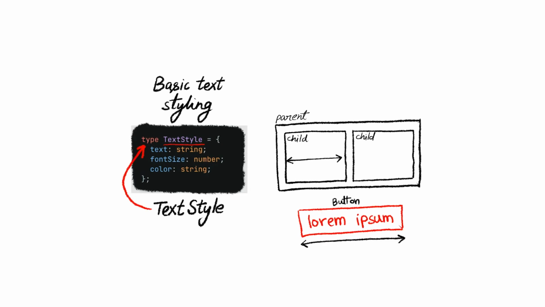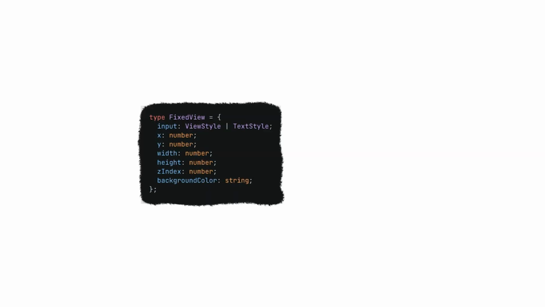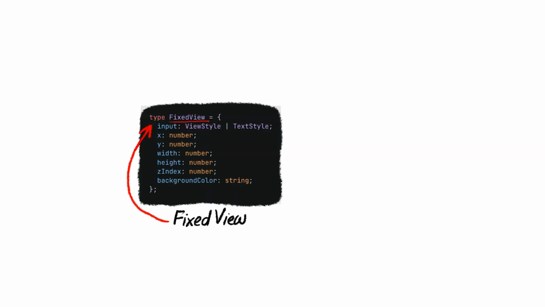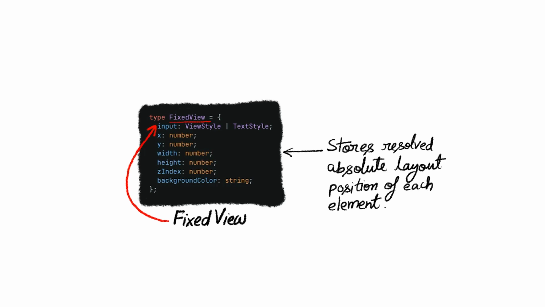Type for text style is much simpler than view style. Let's also define another type called fixed view that would be used to store all the resolved absolute positions and sizes. It would also store a reference to its corresponding view style or text style. So that's it for now.